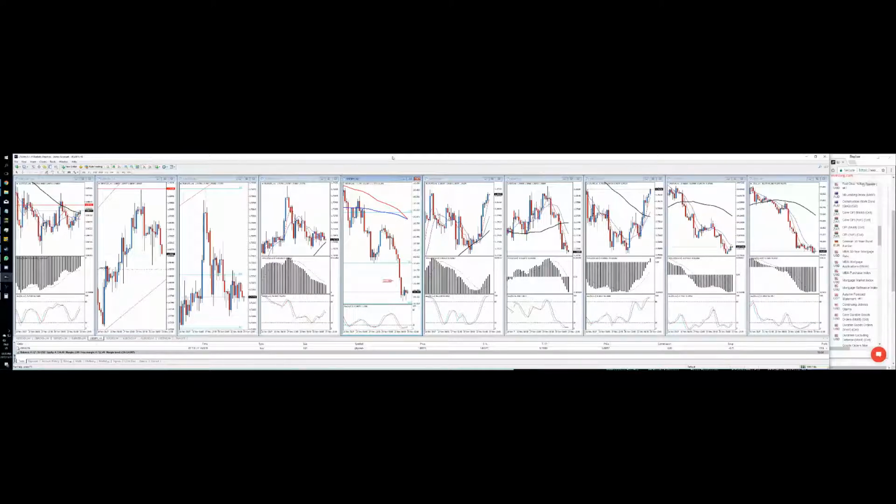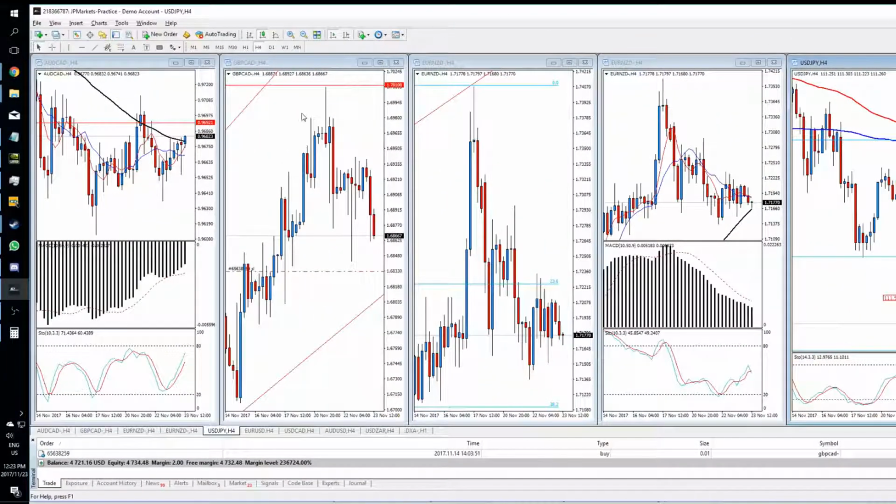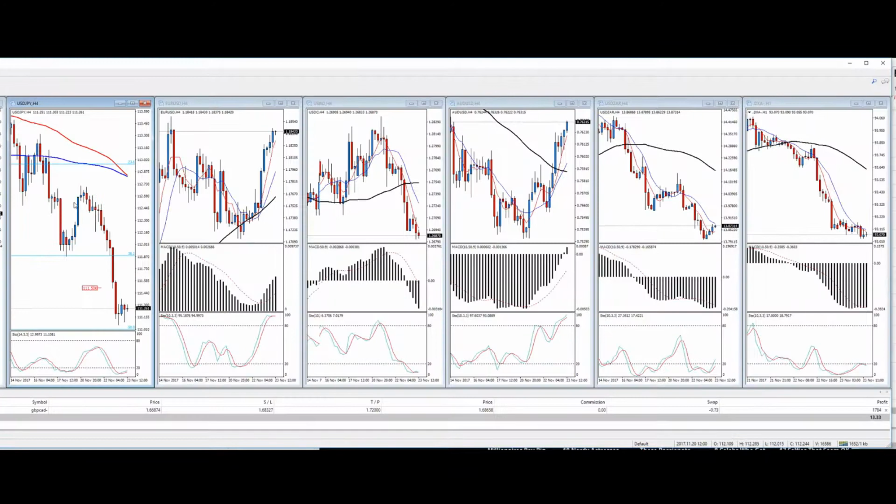So let's have a look at the pairs that we've been trading, which I've kept open. We've got the Aussie Canadian, the Pound Canadian, the Euro Kiwi again. And then these last ones across here all have the US dollar in them. I want to show you how one news event or one outcome can drastically change so many different currency pairs, and how you can actually use it to trade opposite pairs.